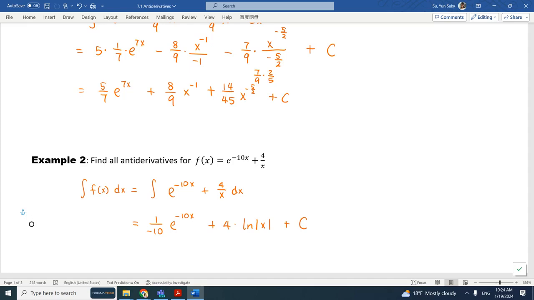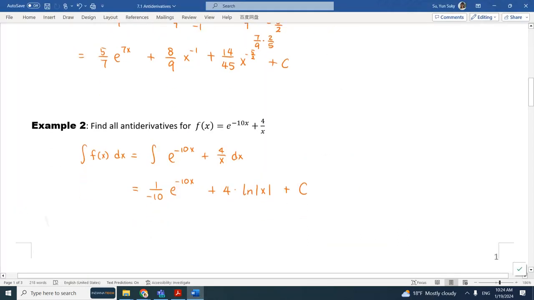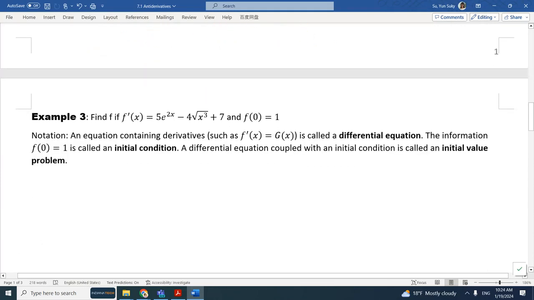Be careful after you integrate. Don't put the integral sign anymore, because if you put the integral sign, it means you're going to integrate one more time. Do you want to integrate one more time? No, right. So after you integrate, don't put the integral sign and the dx. Okay? So, yes, these are the 4 formulas. Make sure you are familiar with them. That is example 2. Okay, let's continue.